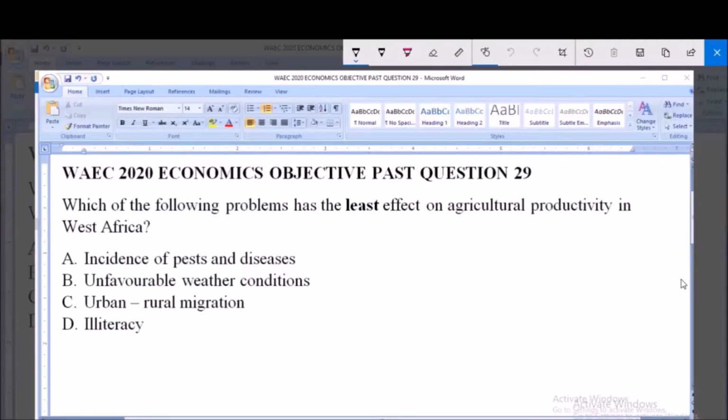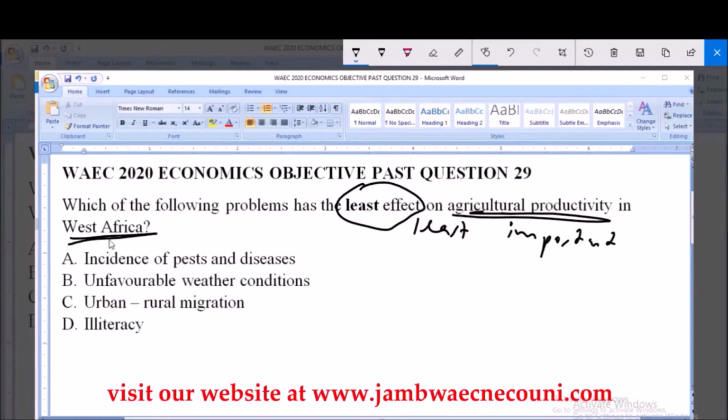Welcome, I will be answering WAEC 2020 Economics Objective Past Question 29. Which of the following problems has the least effect on agricultural productivity in West Africa? A. Incidence of pests and diseases. B. Unfavorable weather conditions. C. Urban-rural migration. D. Illiteracy. So we are asked to pick out the one that is least of a problem in negatively affecting agricultural productivity in the region of West Africa.